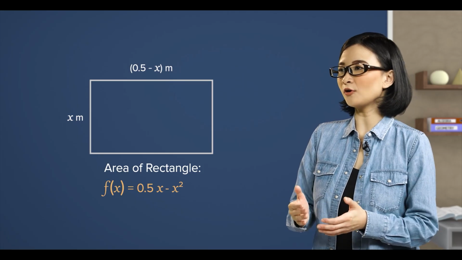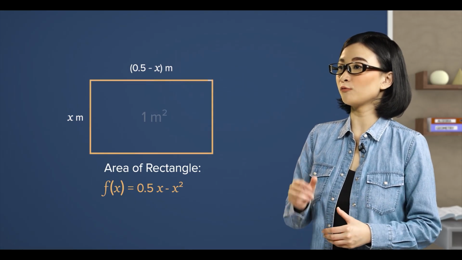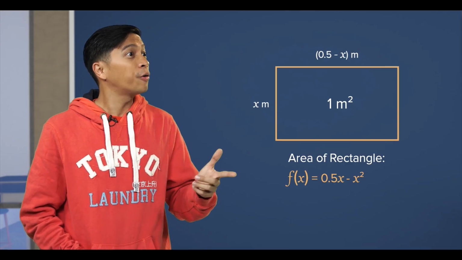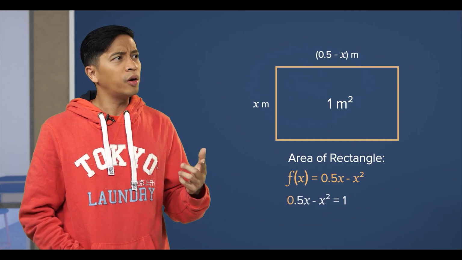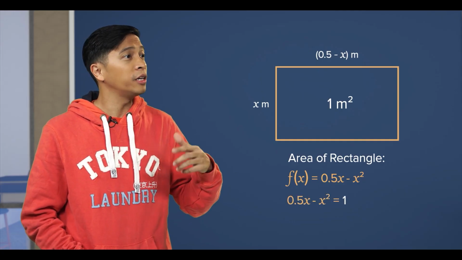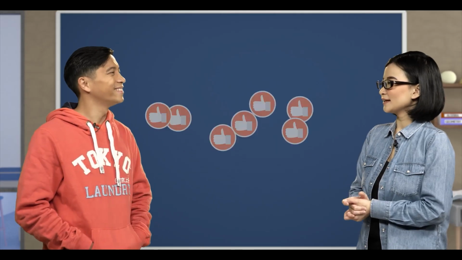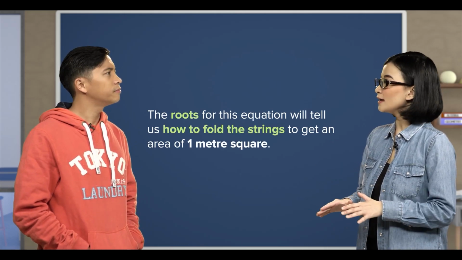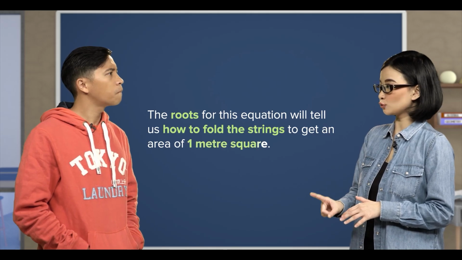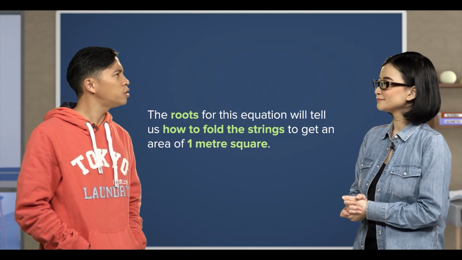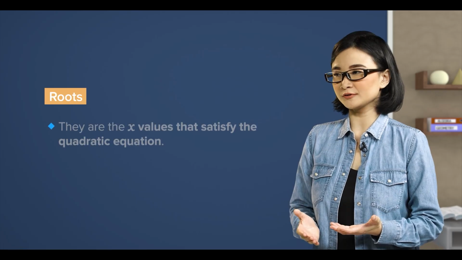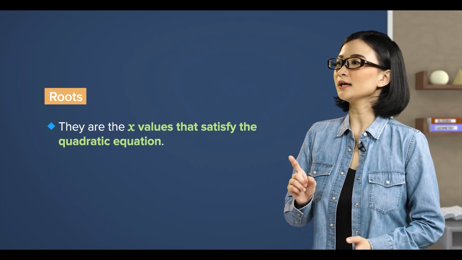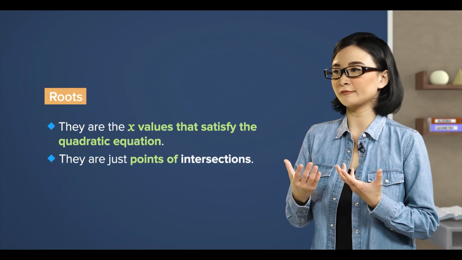Well, if I ask you to form a rectangle with an area of 1 meter square using the given two strings, then we will obtain a quadratic equation, which is 0.5x minus x squared equals 1. That's right. The roots for this equation will tell us how to fold the strings to get an area of 1 meter square. So, what are roots? The formal definition of roots are the x values that satisfy the quadratic equation. Informally, they are just the points of intersections.